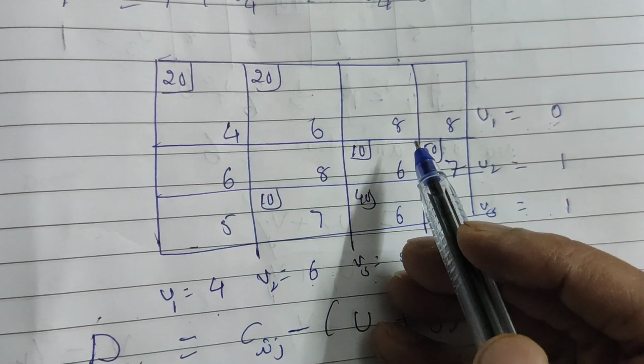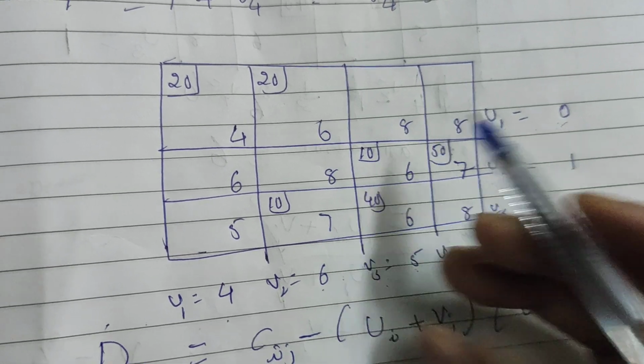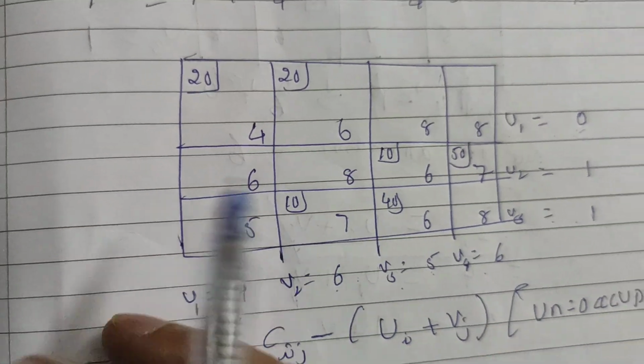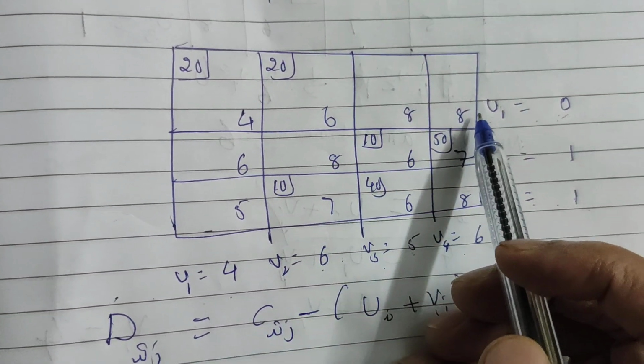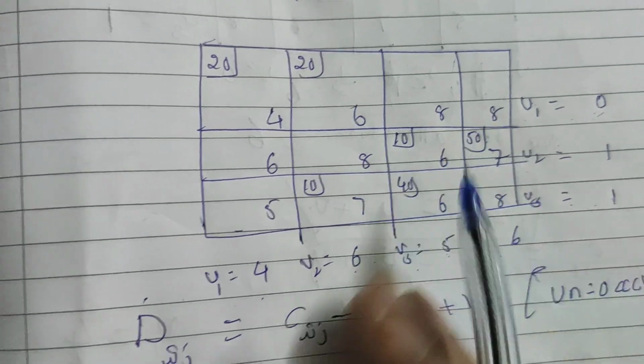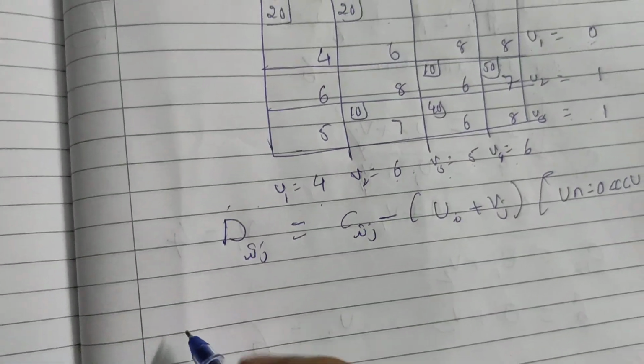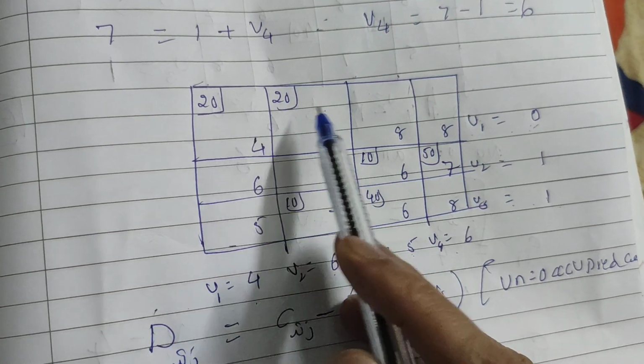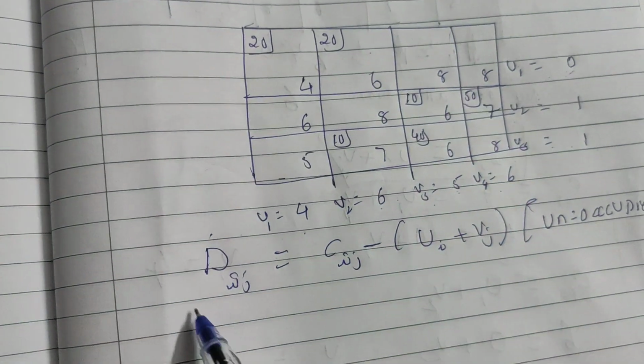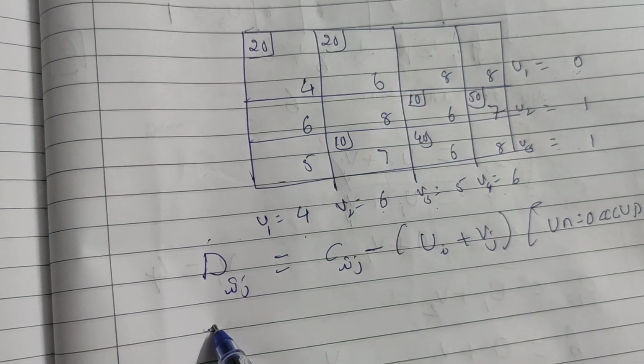Whenever there are no allocations, that may be treated as an unoccupied cell. First one, what is the unoccupied cell here? 1, 2, 3. This is row 1.